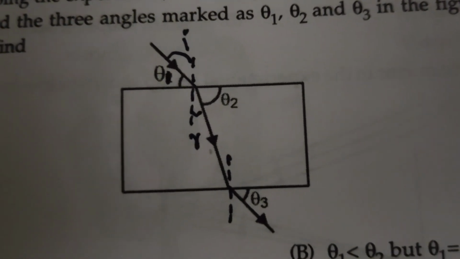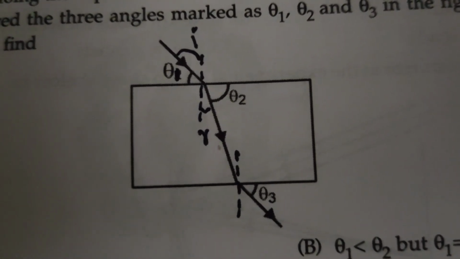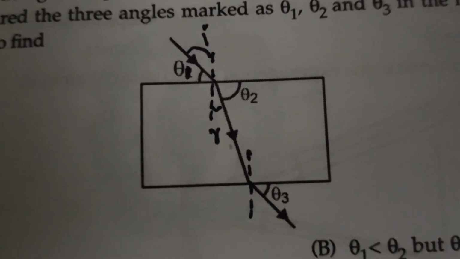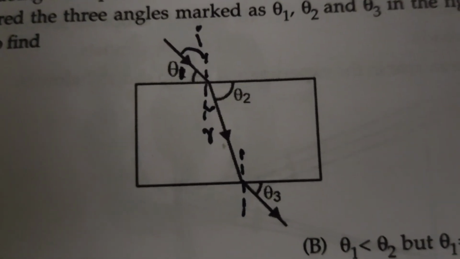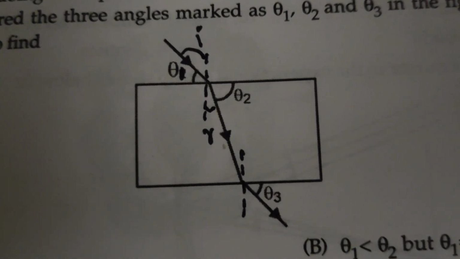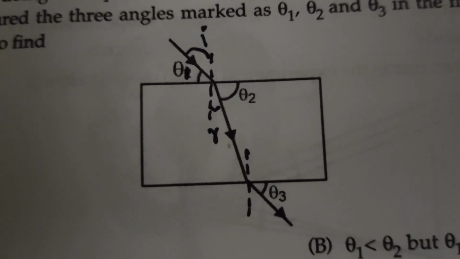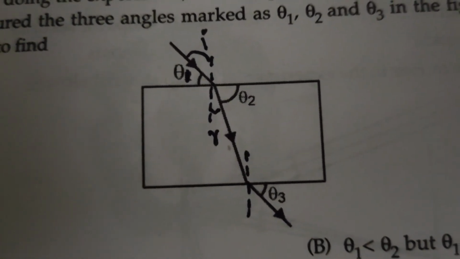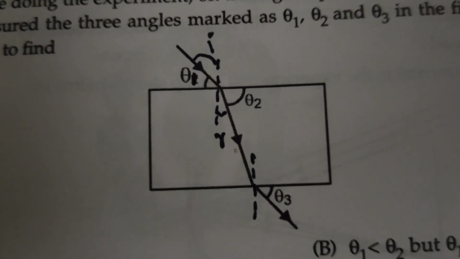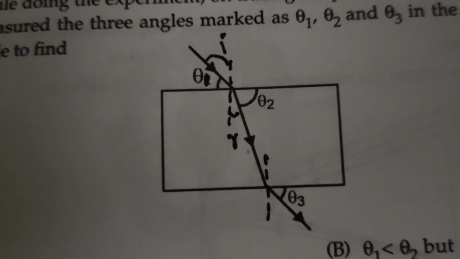Now I have labeled I and R. You know that as a ray of light is traveling from air into a rectangular glass slab, it is entering from rarer into denser medium. So bending takes place towards the normal. So I have labeled I and R properly. We know that I is greater than R. And as I and theta 1 are complementary and R and theta 2 are complementary, theta 1 is less than theta 2 because I is greater than R.